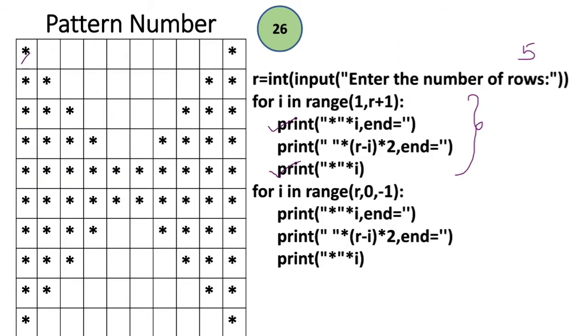So let us come back to the code. Stars we have taken care of, and now this print statement will be helping us to print 8, 6, 4, 2 and 0 spaces respectively. Right? Similarly, talking about the lower half of my pattern.